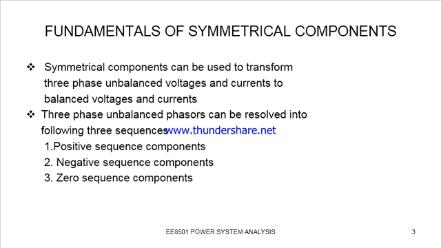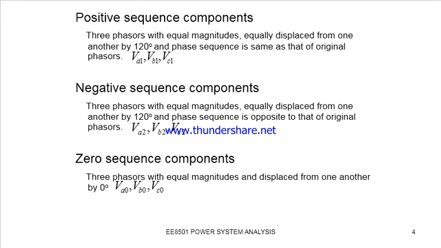When considering the fundamentals of symmetrical components, symmetrical components can be used to transform the three-phase unbalanced voltages and currents to balanced ones. The three-phase unbalanced phasors can be resolved into three sequence components, normally positive, negative and zero sequence components. In the positive sequence components, the three phasors are equal in magnitude and equally displaced from one another by 120 degrees, and the phase sequence is the same as that of the original phasors. Let them be VA1, VB1 and VC1.